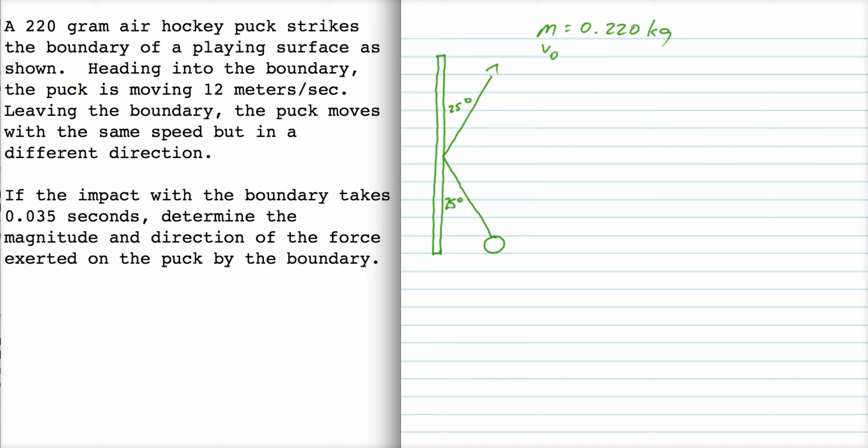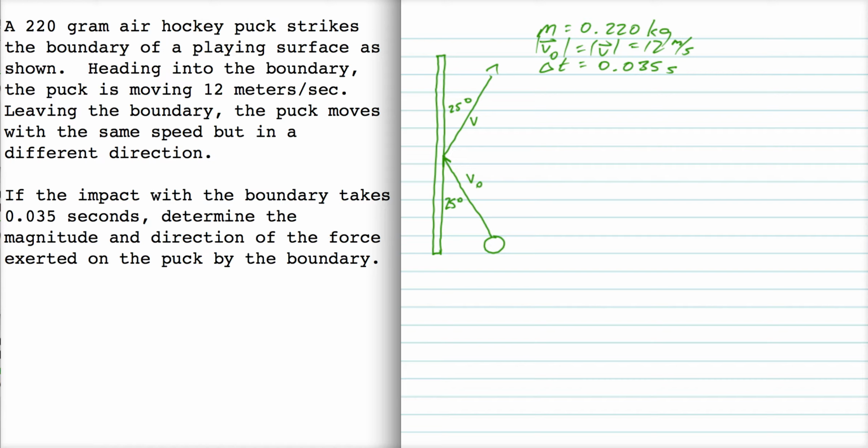The initial speed and the final speed are both 12 meters per second. So, but there is a change in momentum. There is a delta p because there's a change in direction, right? This is the initial velocity, and this is the final velocity. All right, and then delta t, the time, is 0.035 seconds.